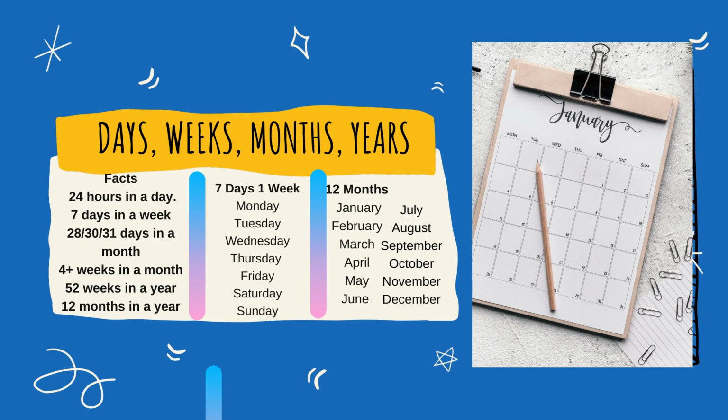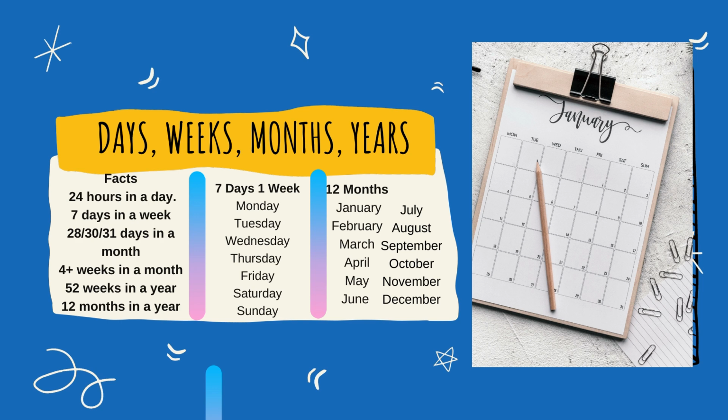Days, weeks, months, and years. Here are the facts. There are 24 hours in a day, 7 days in a week, 28, 30, or 31 days in a month, 4 plus weeks in a month, 52 weeks in a year, and 12 months in a year. So 7 days are equal to 1 week.